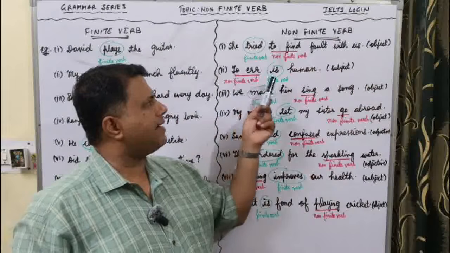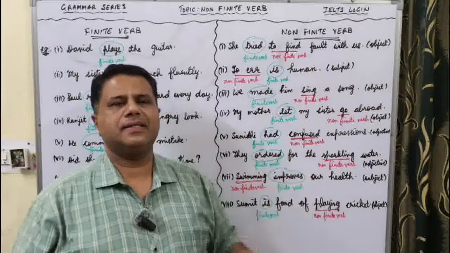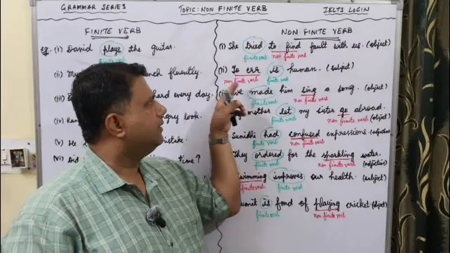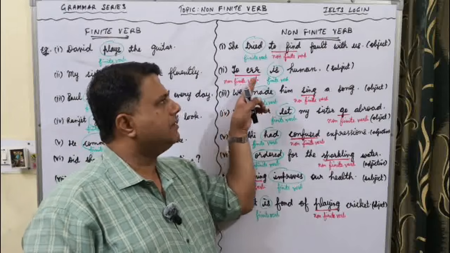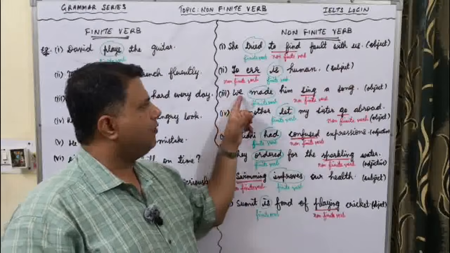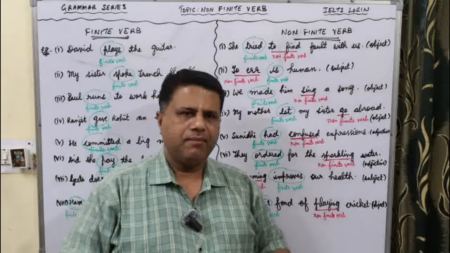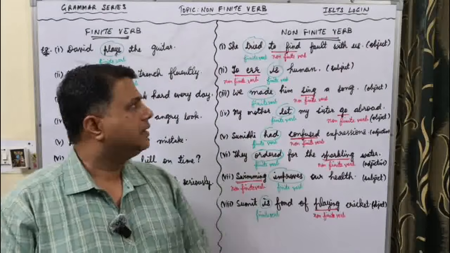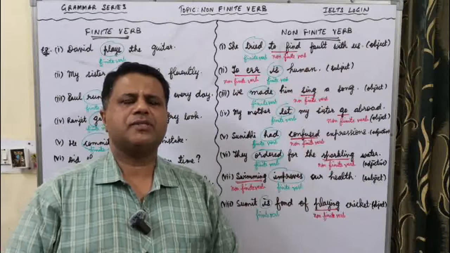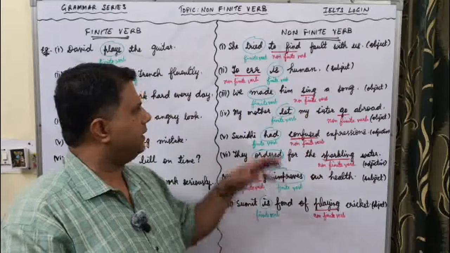The next, to err is human. To make mistakes, this is the nature of human beings. So this is acting as a subject here. To err is a non-finite verb. The role of to err in this sentence is that of subject. So in the first 2 examples, I have tried to give you the hint of infinitive. We have used to infinitive. First 2 examples are that of to infinitive. Next 2 examples are of bare infinitive.